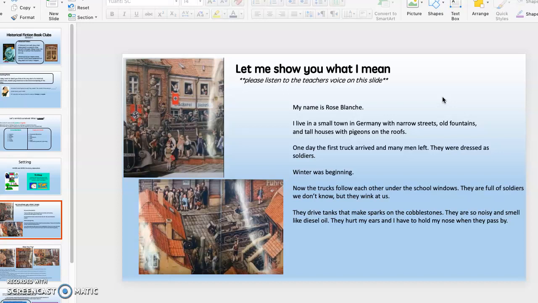Sparks are like little bits of fire when something rubs together. They are so noisy and smell like diesel oil. They hurt my ears and I have to hold my nose when they pass by.